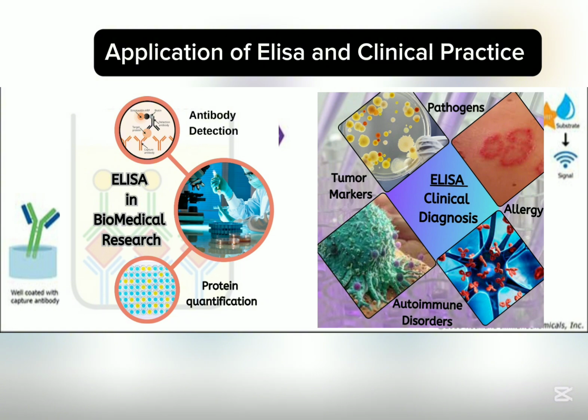Then we have detection of autoimmune disorders. ELISA is often used to measure antibodies in patients suspected of having autoimmune diseases such as rheumatoid arthritis and celiac disease. Then we have cancer marker detection. ELISA can be used to detect tumor markers that indicate the presence of cancer or monitor treatment response, like prostate cancer, ovarian cancer, breast cancer, liver cancer, etc.